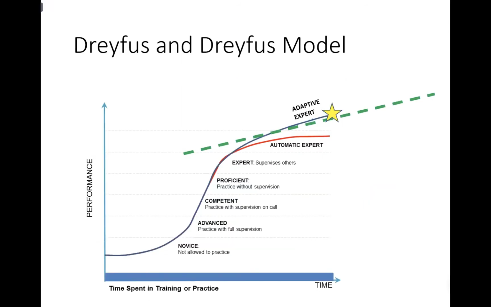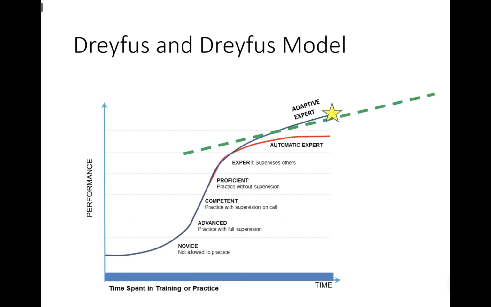The Dreyfus brothers put together a model of expertise development, and that model is predicated mainly on how much supervision you need. It starts off where you're a novice, you're not allowed to practice at all, and you need complete supervision, all the way up to an expert who not only does not require supervision, but supervises others.